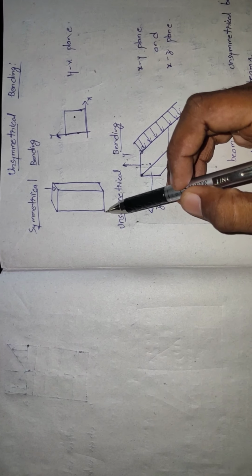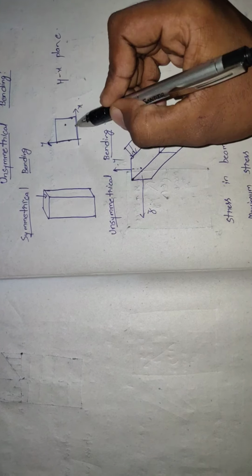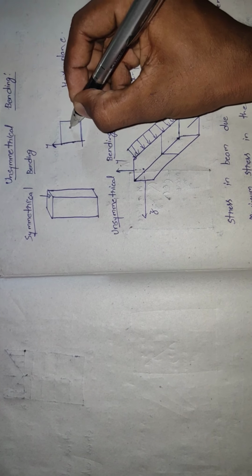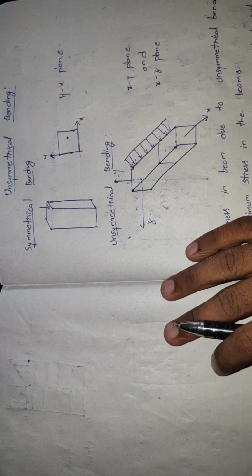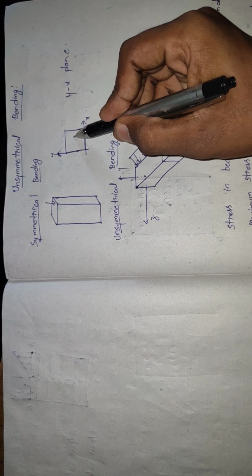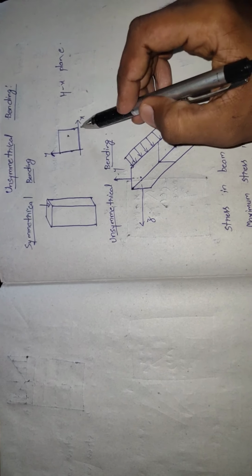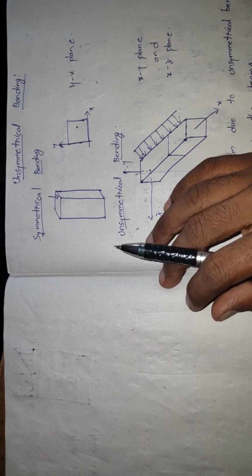As shown in the figure, this is a structure on which the load is applied. This is the cross section. Here the load is applied perpendicular to the plane. Due to the load, the bending is taking place in only the XY plane. Bending is taking place only in a single plane.